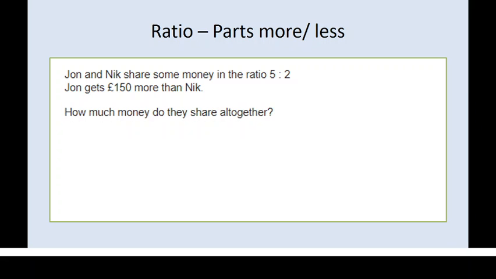Okay, so thinking about what we've just discussed, what I would like you to do now is have a go at this question, just to put that into practice. See if you can figure it out, and then press play when you're ready to look at the answer.